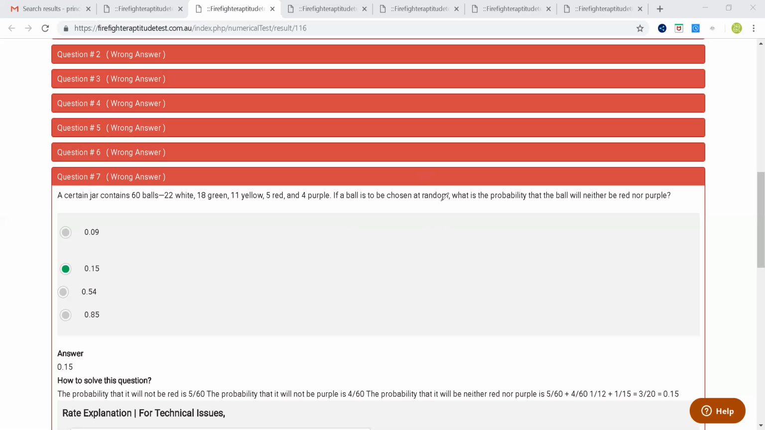Okay, so when saying randomly chosen, they're not interested in only one ball. They might be interested in drawing again and again and again. So the probability of having a red ball is 5/60. That is red. The probability of having a purple is 4/60, right? The probability that it is neither red nor purple would be the addition of this.